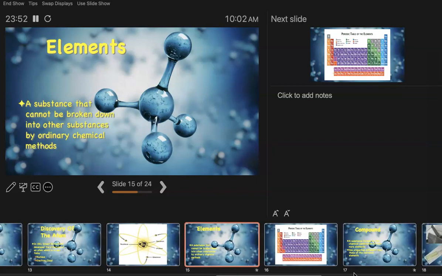Okay, another vocabulary word for you. We already talked about elements. We told you on the very first slide that an atom was the smallest part of an element that retained the properties of that element. Well, that takes for granted that you know what an element is. So let's tell you right here that an element is a substance that cannot be broken down into other substances by ordinary chemical methods.